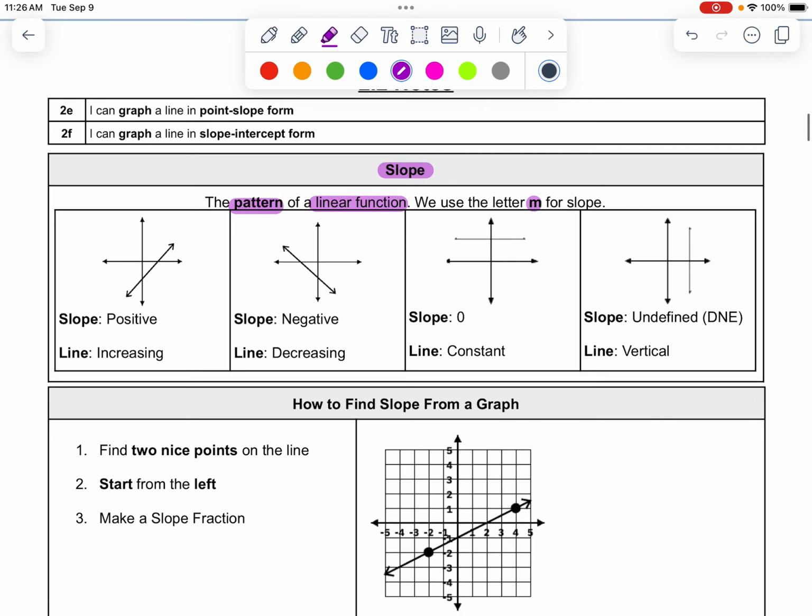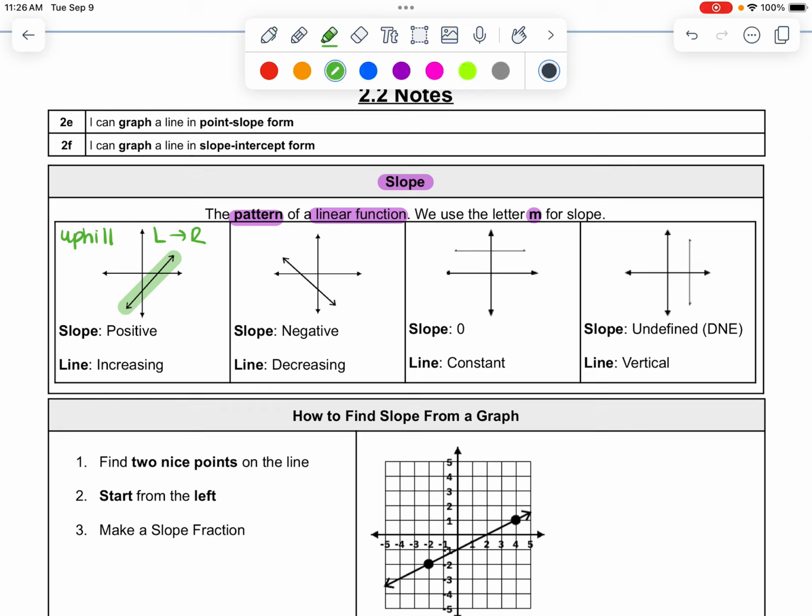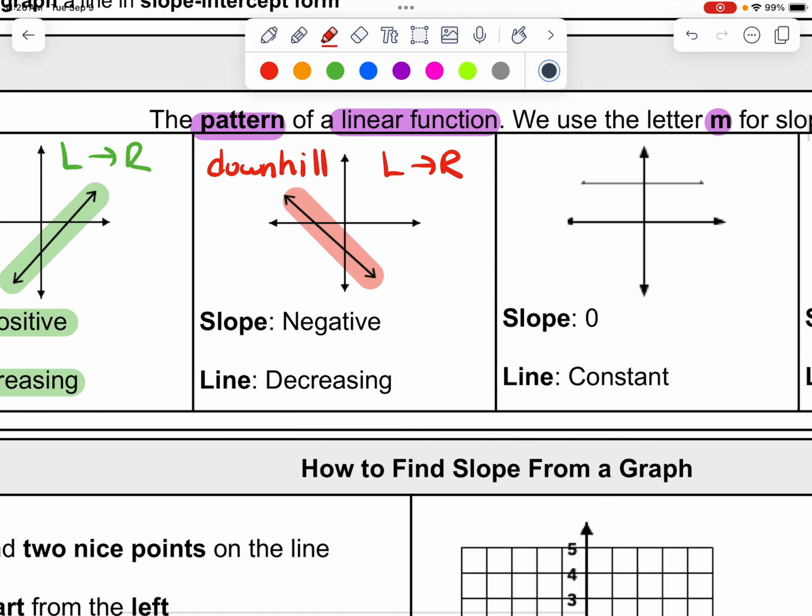The first thing I want to teach you is that there are actually 4 types of slope. When your graph is going uphill from left to right, we call that a positive slope. We also say that the line is increasing. When your graph is going downhill from left to right, we call that a negative slope, and we say that the line is decreasing.